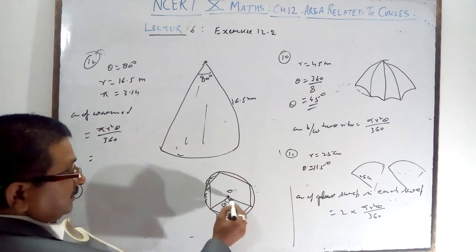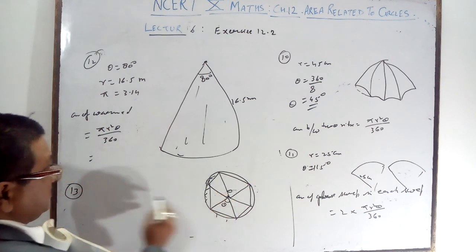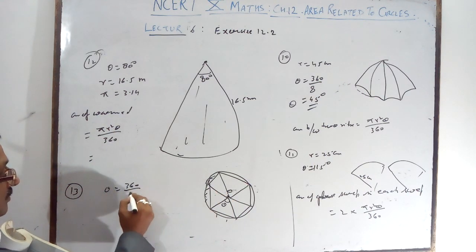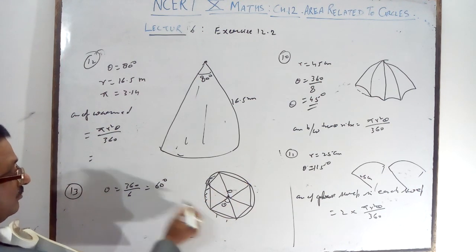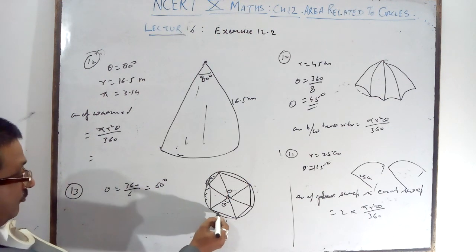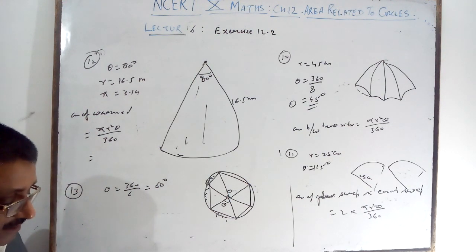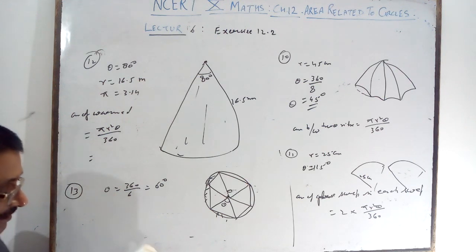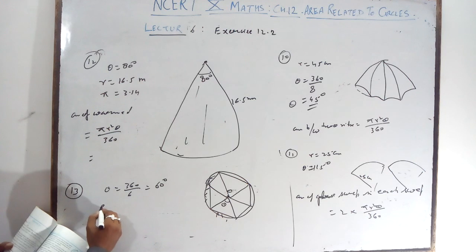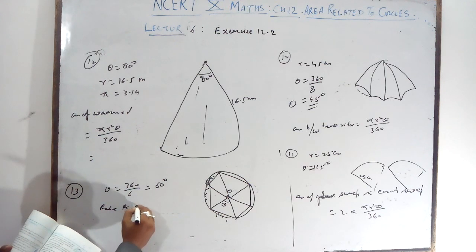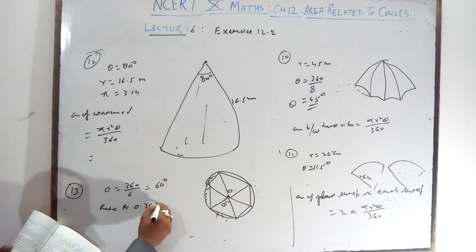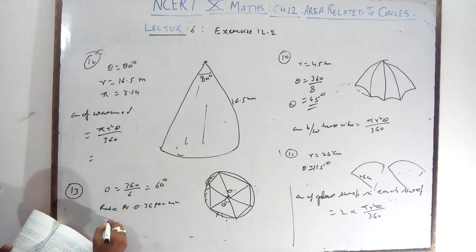How many thetas are there? All the angles will be equal because it is regular, so theta is equal to 360 by 6. 1, 2, 3, 4, 5, 6. 60 degrees. So find the area of one design. You want to find the cost of making the design at the rate of rupees 0.35 per centimeter square, and it is also given, 28 centimeter radius.